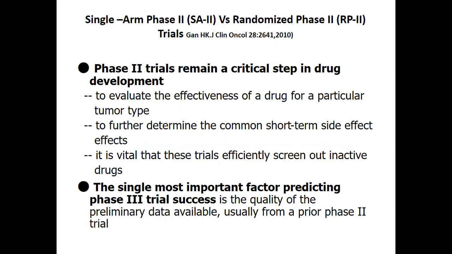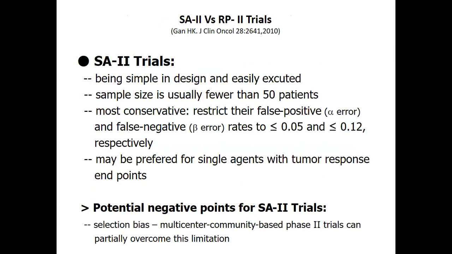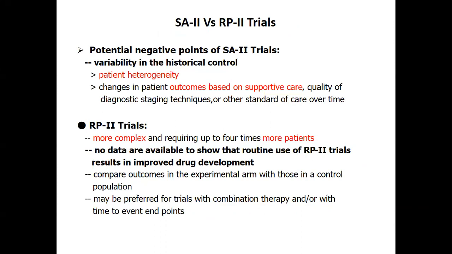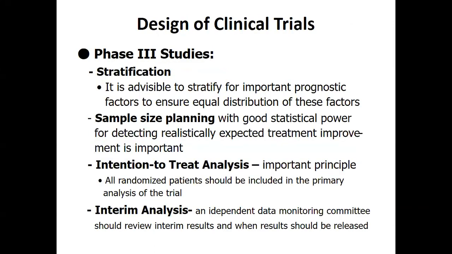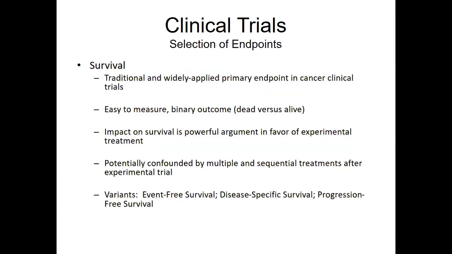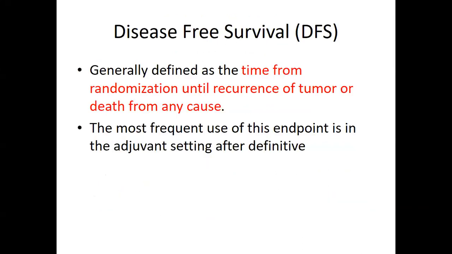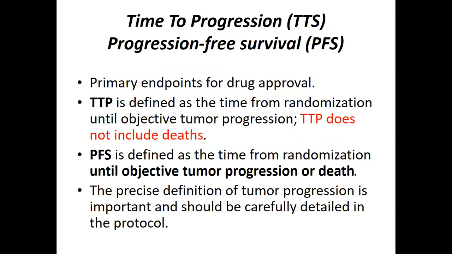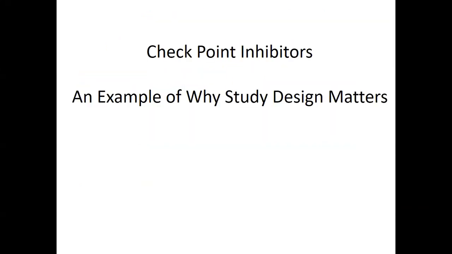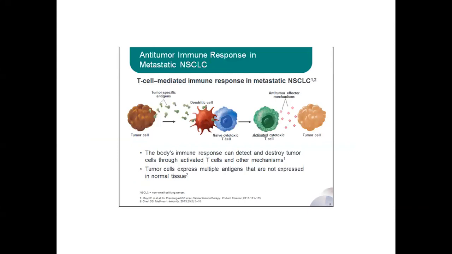And then phase 3 is hundreds of patients to look at efficacy. There's also a randomized phase 2, and Bob may talk about it. The endpoints, there's a survival endpoint, disease-free survival endpoint, time to progression endpoint. There are all these endpoints in oncology that may not be relevant to non-oncology. But I want to get to something to explain to you. How much more do I have?